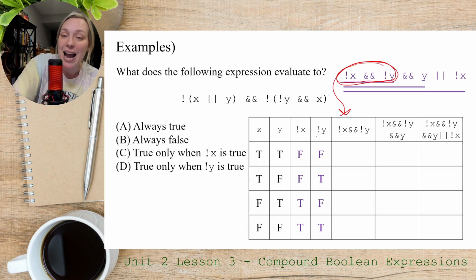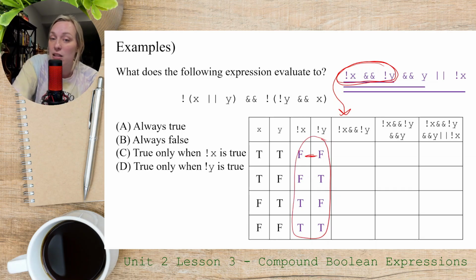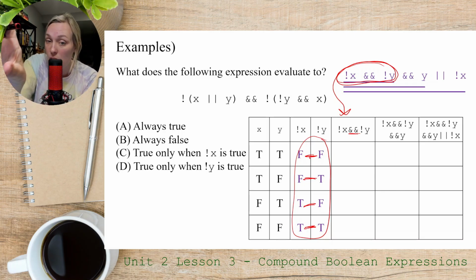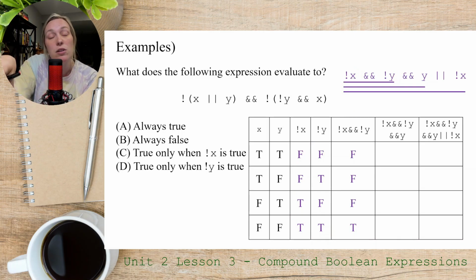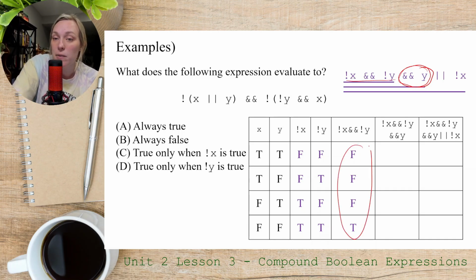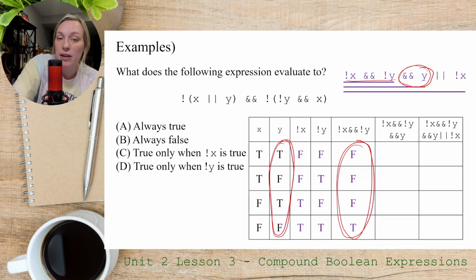If I look at not X and not Y, I'm looking at these two columns. This is going to be false, this is false, and this is true, because I'm using the and to compare those two columns. So false, false, false, true. All right, so that's that first column. Now I'm going to take that column and compare it to Y, because I just figured out what this column evaluates to, and I'm going to compare it to my Y column with the and symbol.